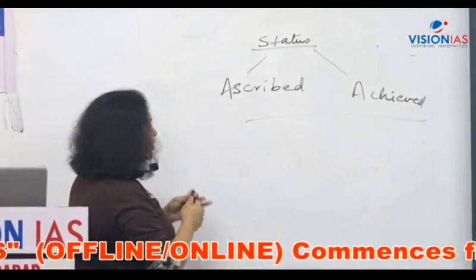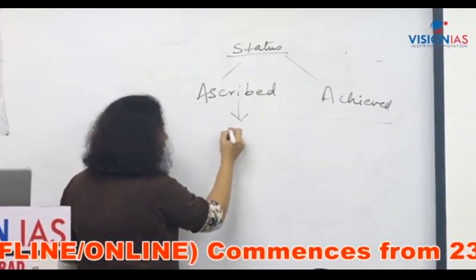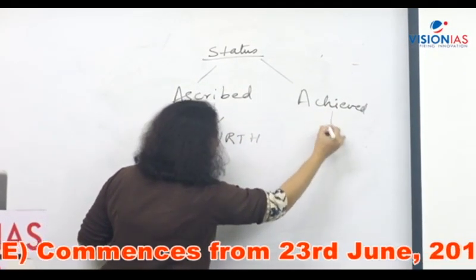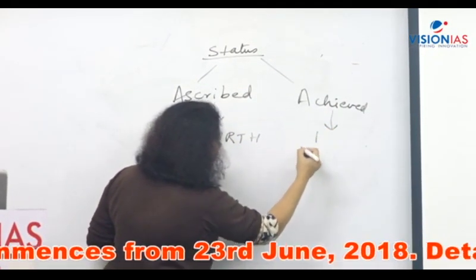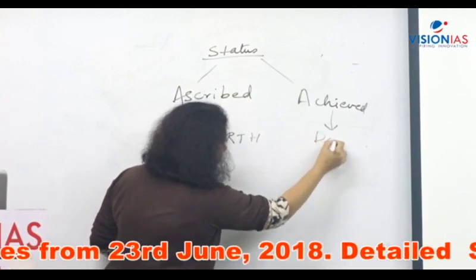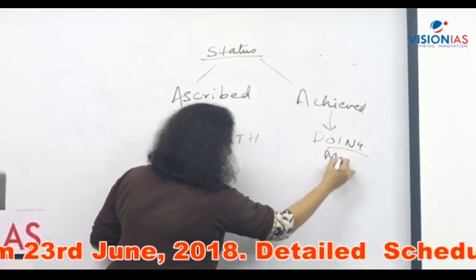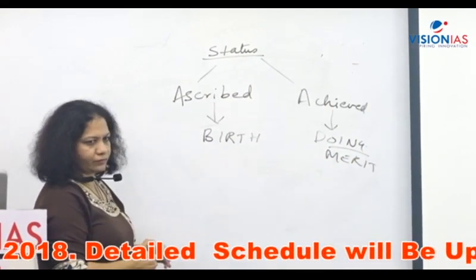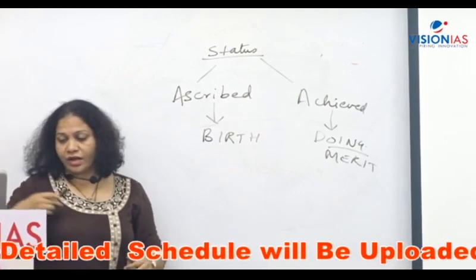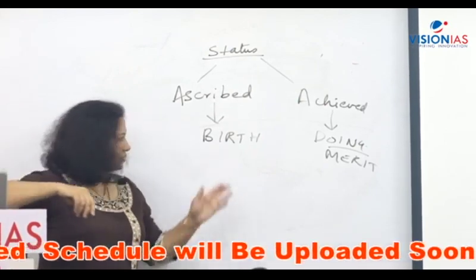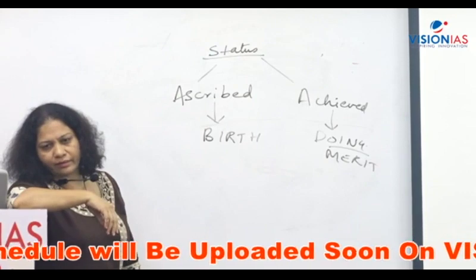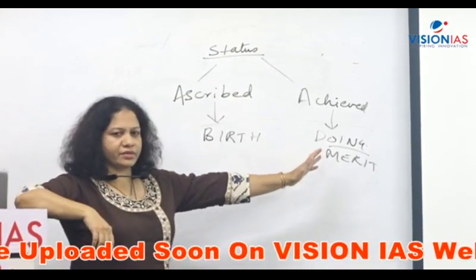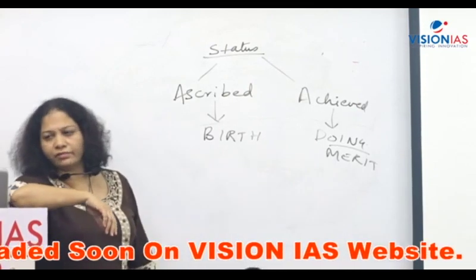Ascribed status is the one that you get by birth, whereas achieved status is the one that you achieve by your doings, your merit. So if a Raja's son becomes a Raja, that is ascribed. Whereas if an untouchable's son becomes a king, maybe that is by merit.